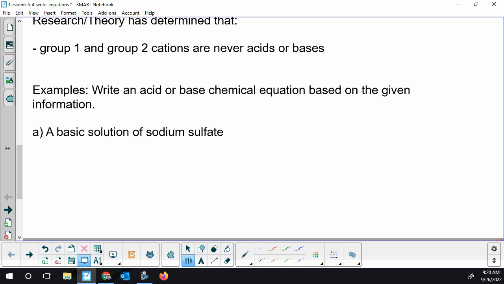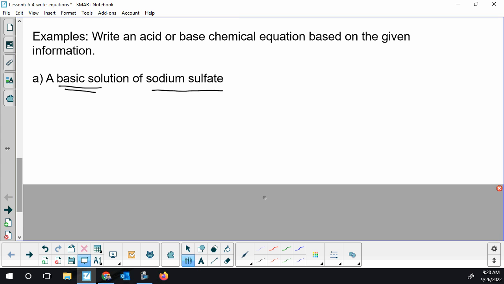So the first example that I'm going to do is we're asked to write an acid-base equation based on the information given. I didn't put in the wording, but I'll be writing modified Arrhenius equations. So we have a basic solution. That's kind of that second piece of information we needed. We need the chemical, and that's sodium sulfate. So I'm going to write out the dissociation. Okay, it is ionic, so I'm going to do step 1. We got 2 steps.